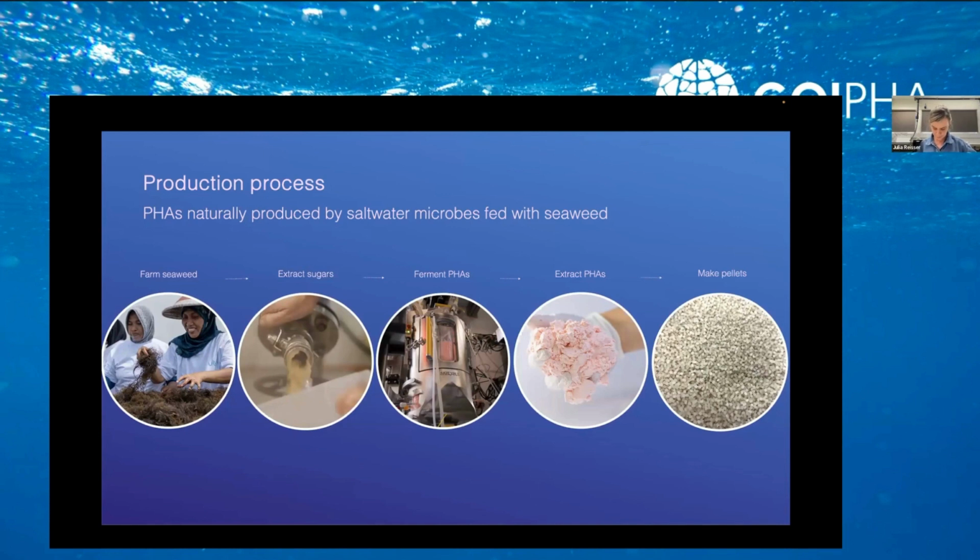Finally, we make pellets. We dry our PHA into a powder and then turn it into pellets ready for manufacture. This is done by melting the PHA with small amounts of natural ingredients that tweak its properties for different applications, including packaging and fabrics, which are the areas that we focus on at the moment. Importantly, these pellets are ready to be used with existing plastic manufacturing equipment.